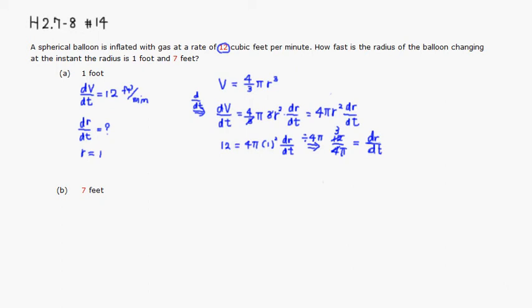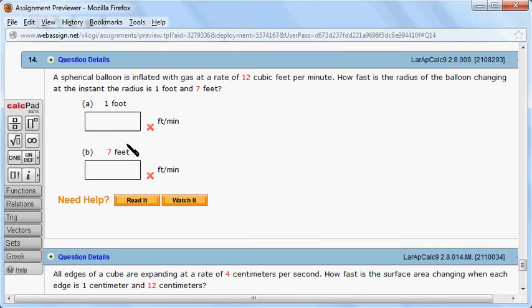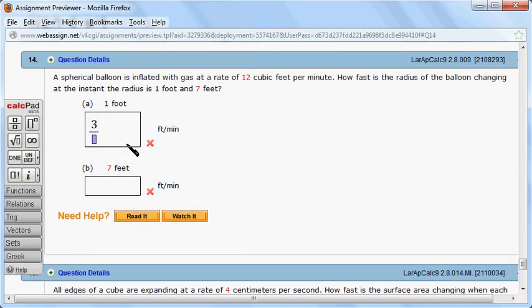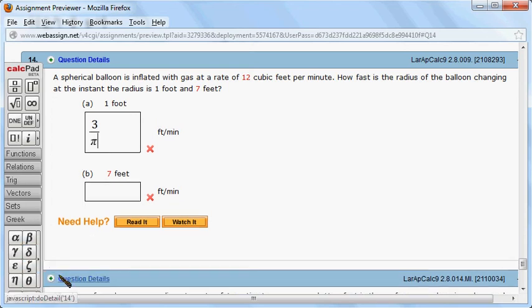So let's check that. It's going to be 3 over pi. Let's go down a bit to find pi here. So that's that, and let's do part B.